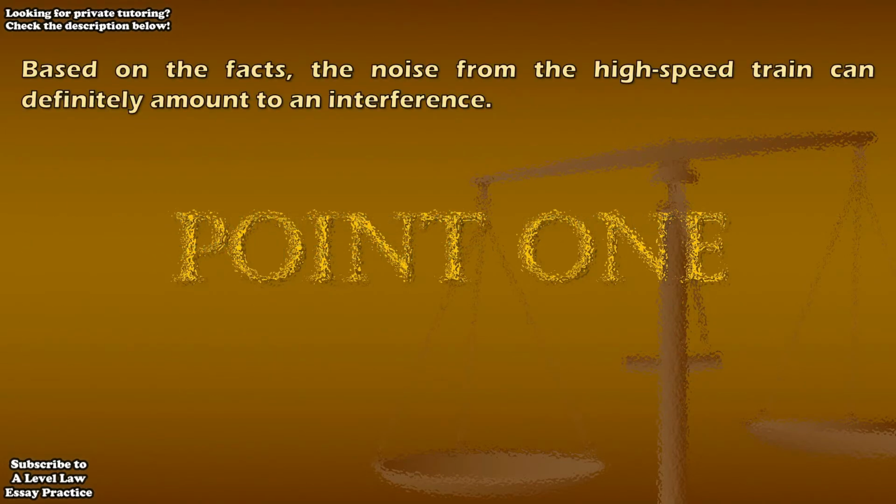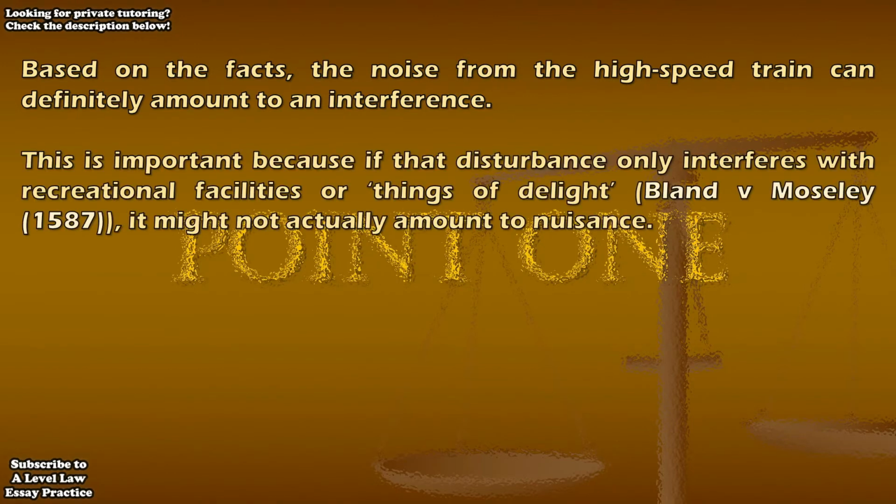Based on the facts, the noise from the high-speed train can definitely amount to an interference. However, it should also be noted that what that disturbance interferes with is also important for it to be considered a nuisance. This is important because if that disturbance only interferes with recreational facilities or things of delight, it might not actually amount to nuisance.